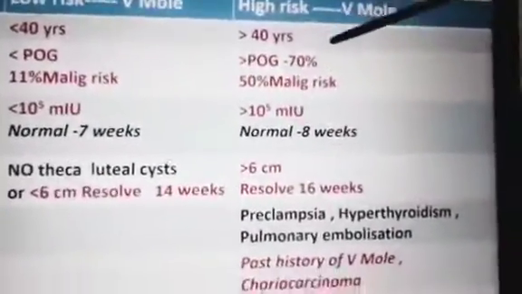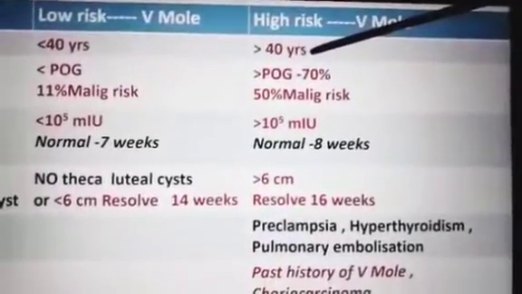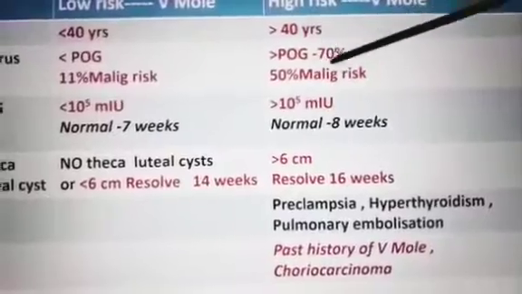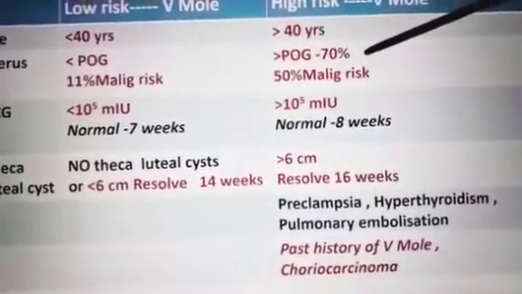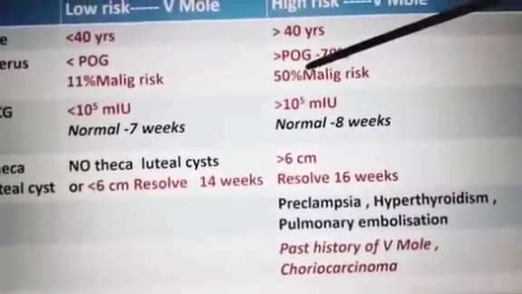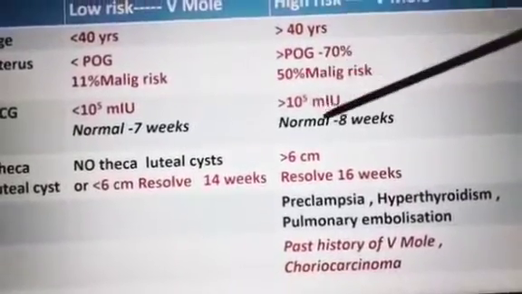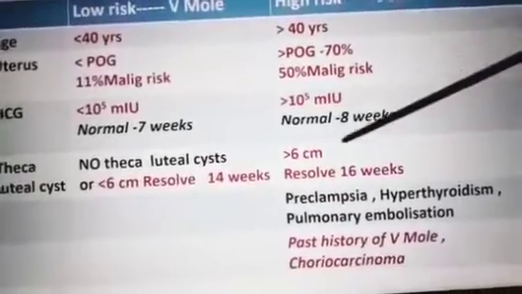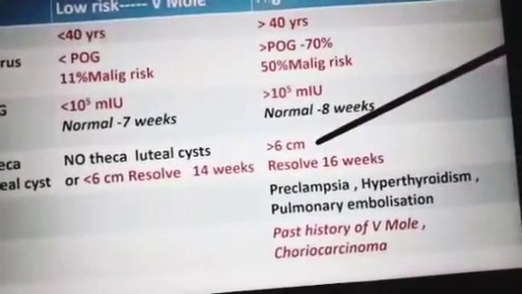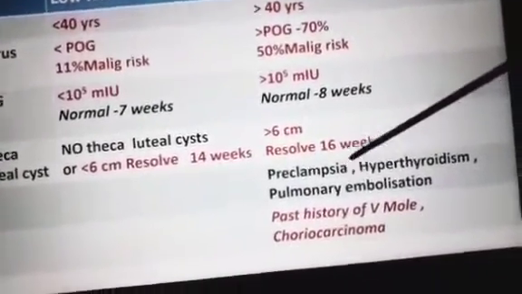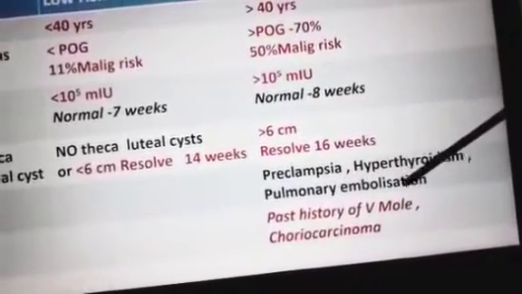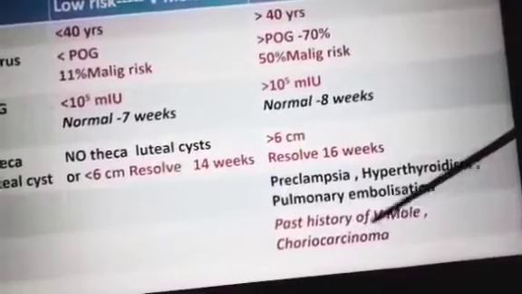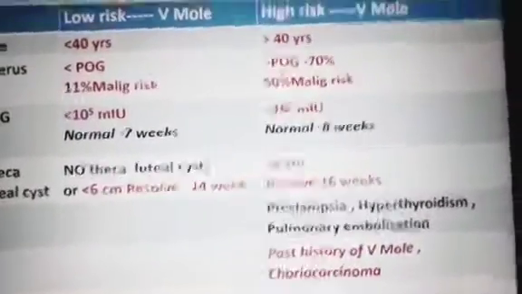In the high risk group, the age of the lady will be more than 40 years. The height of uterus is more than the period of gestation in 70% of cases. MCQ is asked on this point. Risk of malignancy is 50%. And HCG levels will be more than 10 raised to 5 milli-international units. And theca lutein cysts are more than 6 centimeters. Associated conditions, preeclampsia, hyperthyroidism, pulmonary embolism are seen. There will be past history of vesicular mole and choriocarcinoma. These conditions are included in the high risk group.